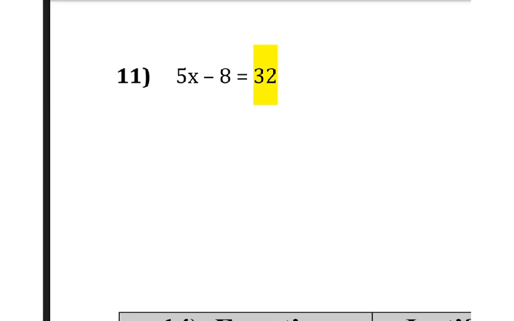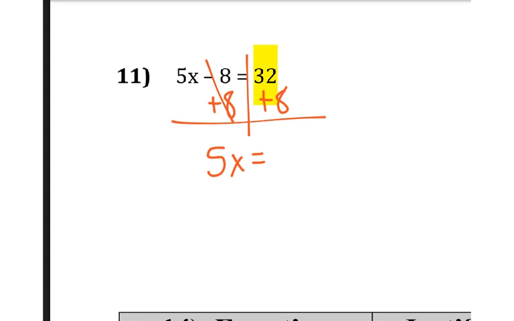Another way you can think about it is to take your finger and put it over the variable. If I put my finger right over that, what's left? -8. So we're going to take care of that first. I'm going to do +8, and that's the addition property of equality. You need to write it like this, where we add it on both sides, a line down there. So -8 plus 8 is gone, so I'm left with 5x is equal to 32 plus 8 is 40.